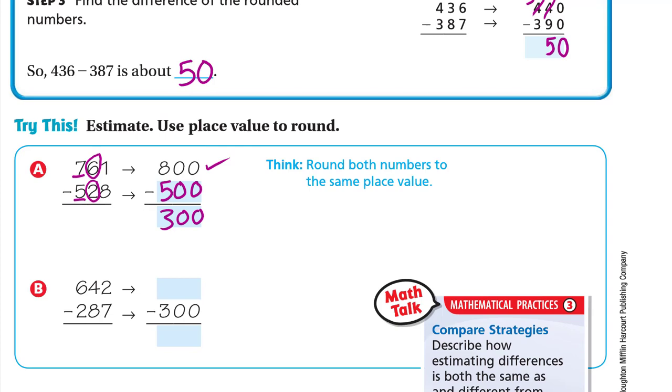Letter B, 642. Let's round it to the nearest hundred. Here the hundreds digit is 6. To the right of the 6 we have 4. It's a weak digit, so we'll keep the 6, 600. Here we rounded the 287 to 300, because to the right of the 2 we have 8, which is strong, so the 200 became 300. Now 600 minus 300 is actually 300.